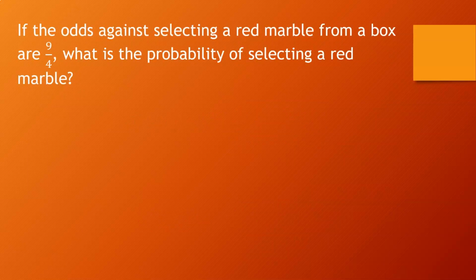What if the odds against selecting a red marble from a box are 9 to 4, and we want to know the probability of selecting a red marble? Once again, think about what odds against means. If it's the odds against selecting a red marble, that means there are 4 red marbles and 9 that are not red. Notice the order there. It's odds against a red marble, so the number of red marbles is in the denominator.